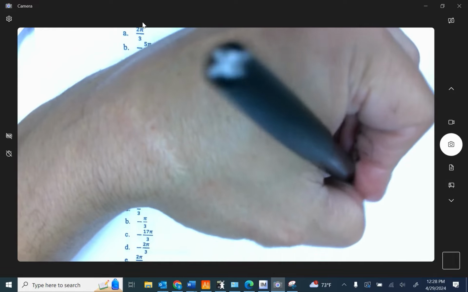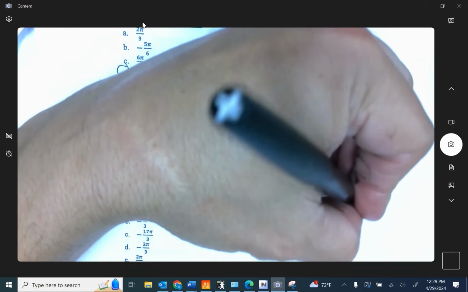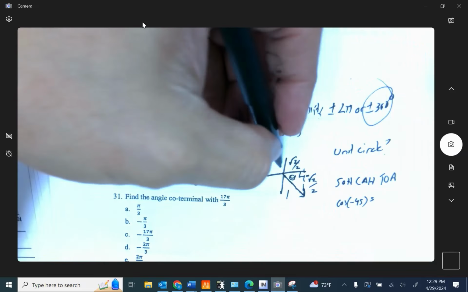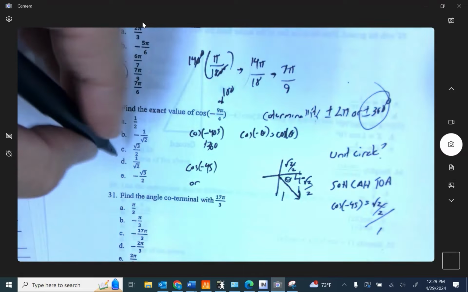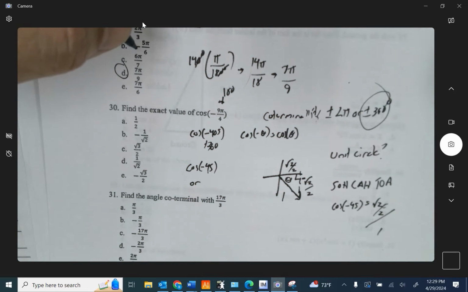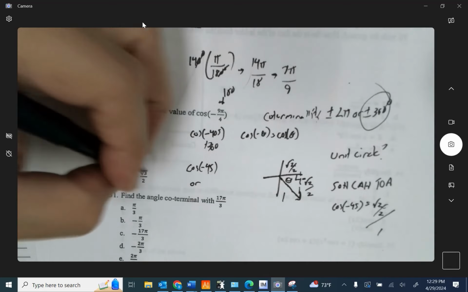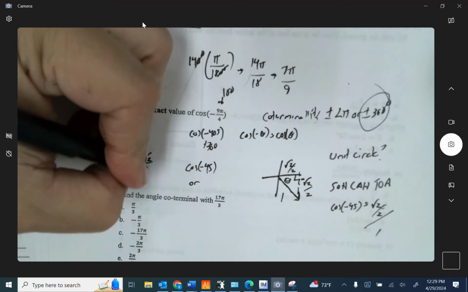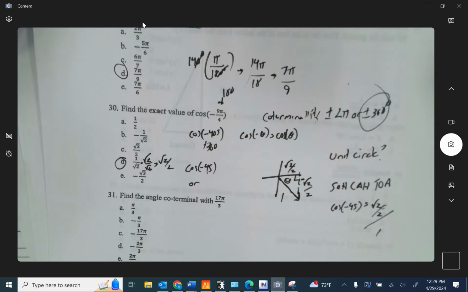From SOHCAHTOA, the cosine of negative 45 degrees is going to be adjacent, root 2 over 2, over the hypotenuse, 1. So, those tricky little things, man. 1 over root 2. Because root 2 over root 2, I get root 2 over 2. Evil little fellers, aren't they?